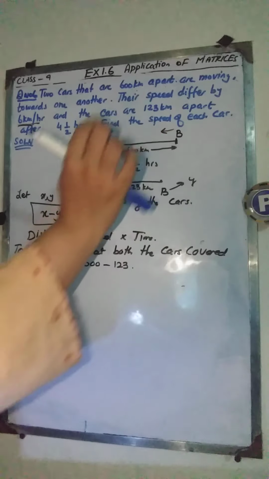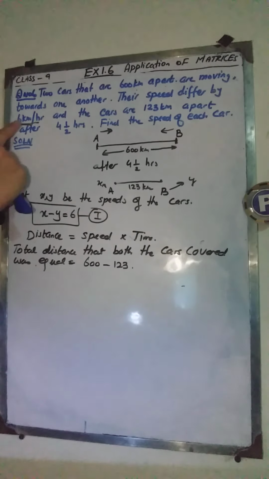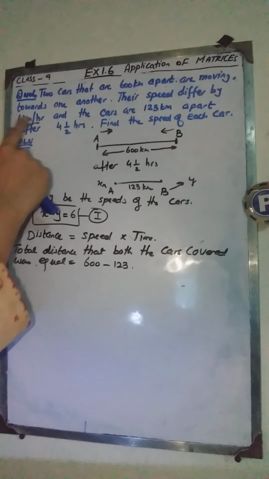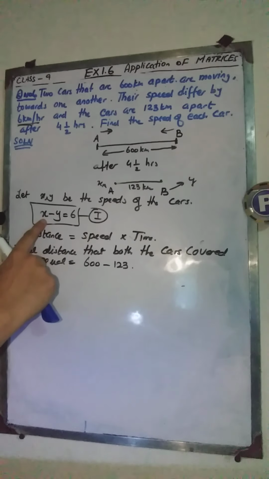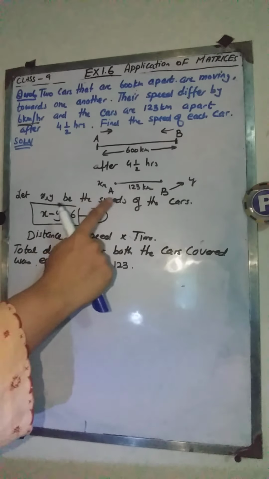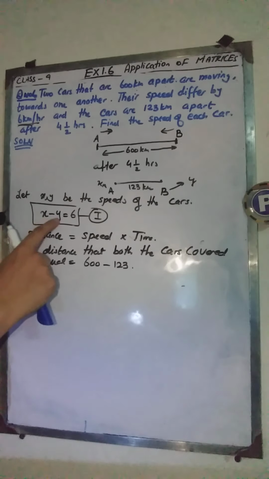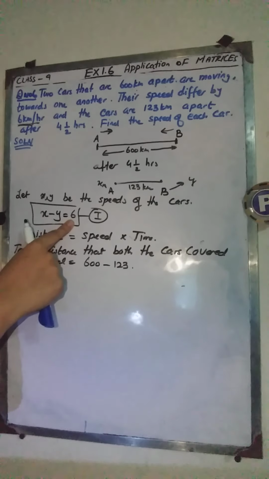They are asking for the speed of the cars. Let x and y be the speeds of the cars. The information they have given us is that their speeds differ by 6 kilometers. So x minus y is equal to 6. I have taken x and y as the speeds of the cars, and the question says the difference between the speeds is 6. So x minus y must be equal to 6.